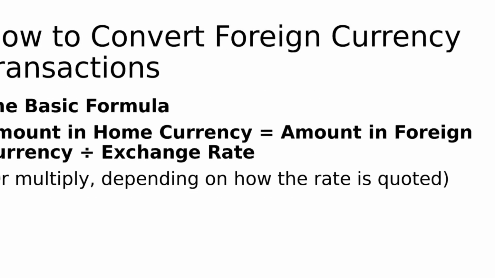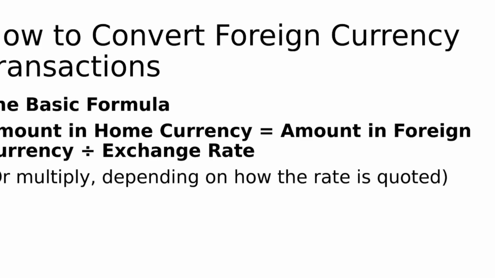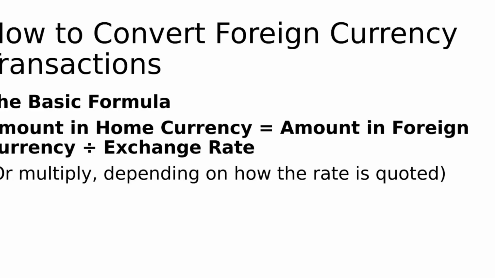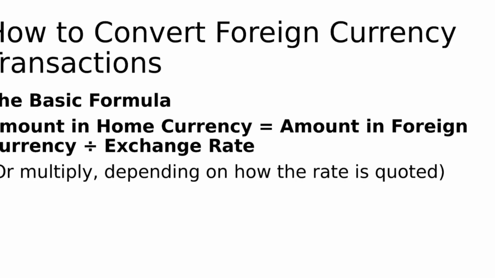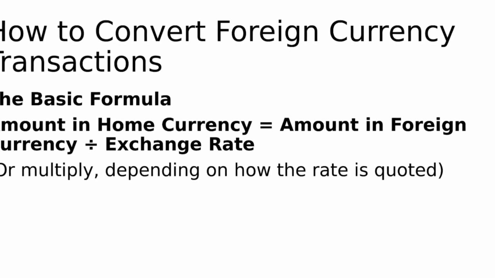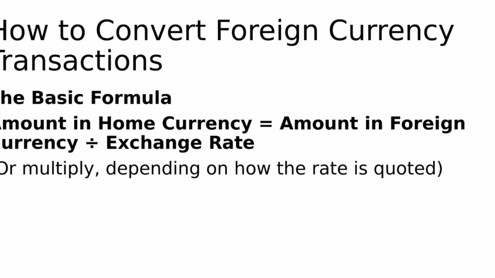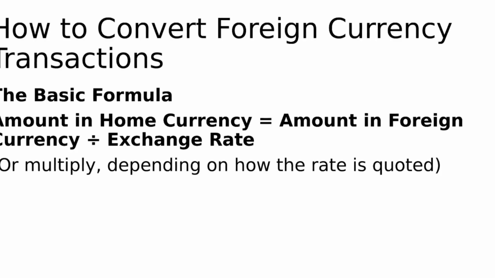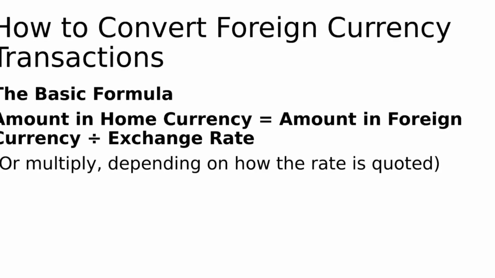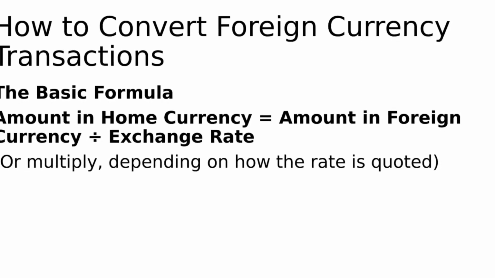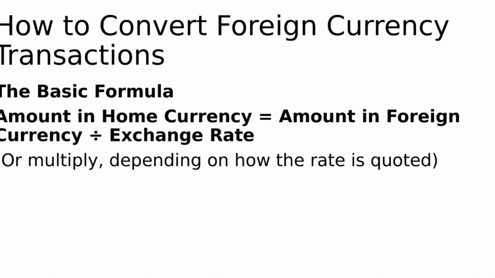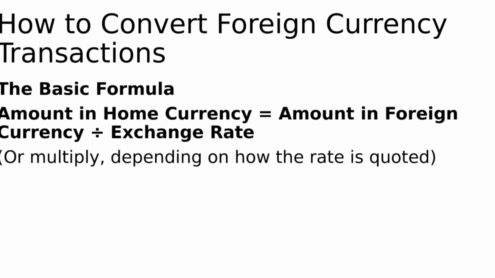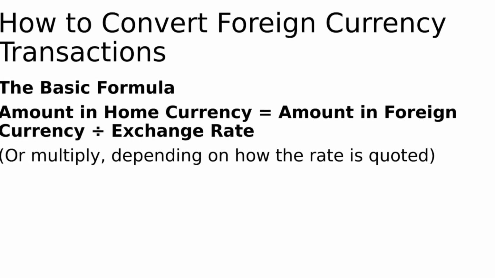Let's break down one of the most fundamental skills in foreign currency accounting, converting foreign currency transactions into your home currency. The process starts with a simple but essential formula. Amount in home currency equals amount in foreign currency divided by the exchange rate. For example, if you're dealing with Canadian dollars and the exchange rate is quoted as C$1 equals 74 cents, you'd take the amount in Canadian dollars and divide it by 0.74 to get the equivalent in US dollars.